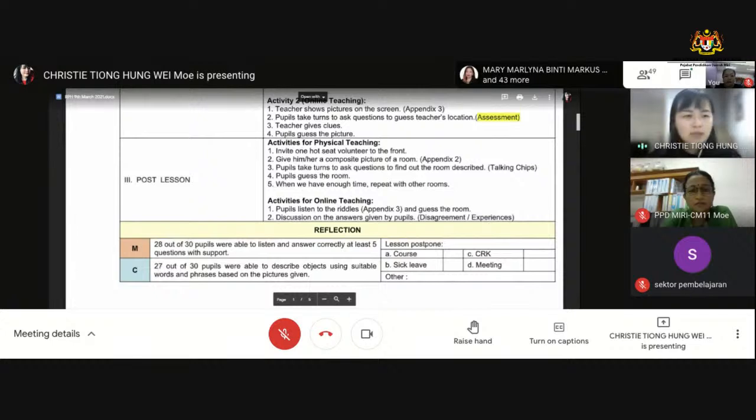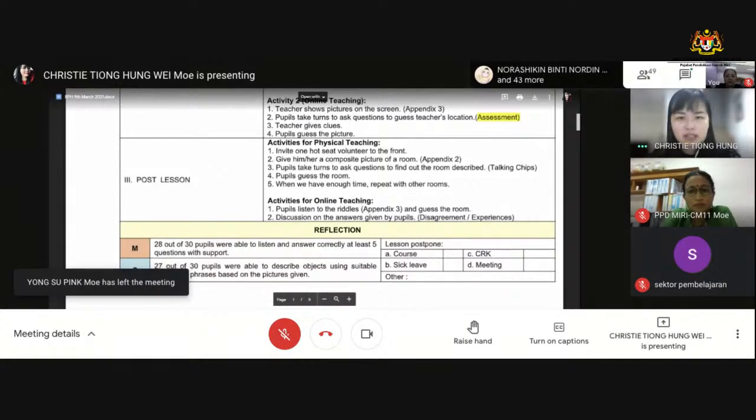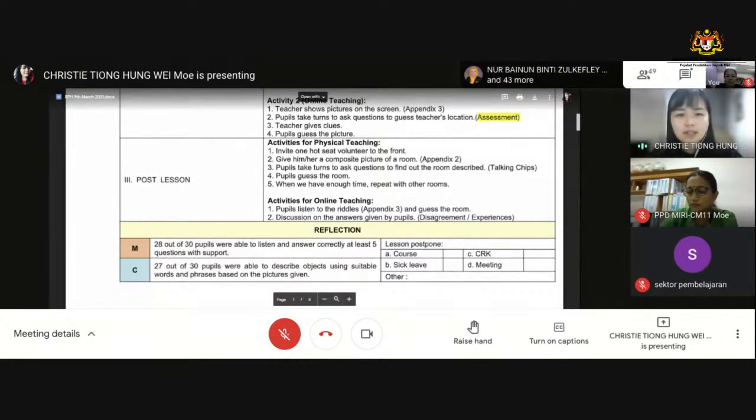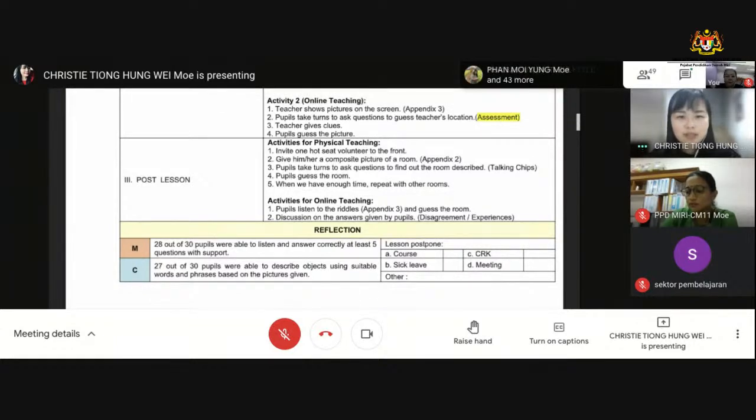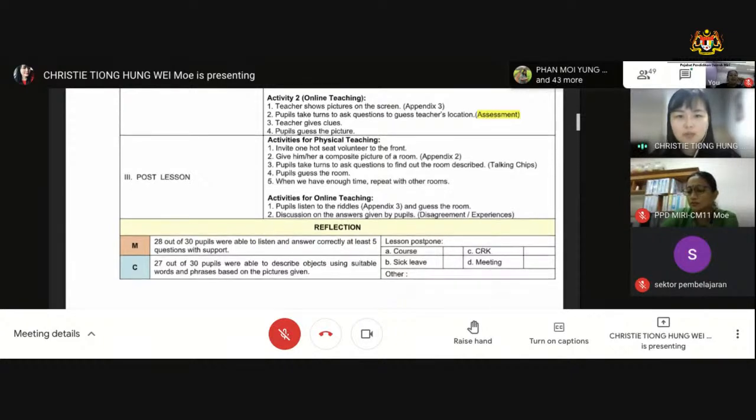Why am I doing this? Because I want the rest to take part in the teaching and learning activities, not like every time it is the mini group who answers and responds. So the people will guess the room. Then when we have enough time, we can repeat with other rooms.